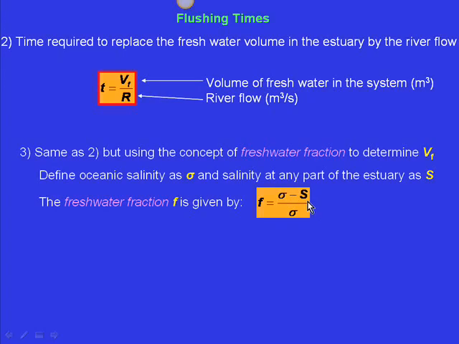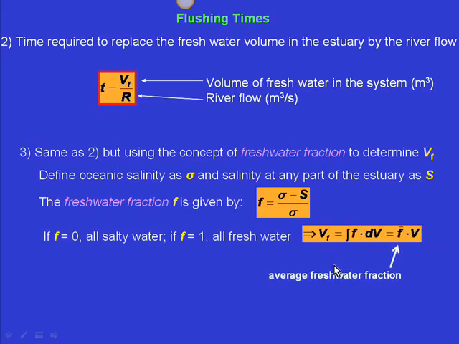And what happens if the salinity in the estuary equals the salinity of the ocean? Then the numerator becomes 0, in which case the freshwater fraction will be 0. So that means that there's no fresh water in the system. The system is occupied entirely by salty water. So that's the range of values that you can get. A relatively easy parameter to understand. Not so easy to determine though, but it can be sort of easy. But you need to make measurements. How do you do that?